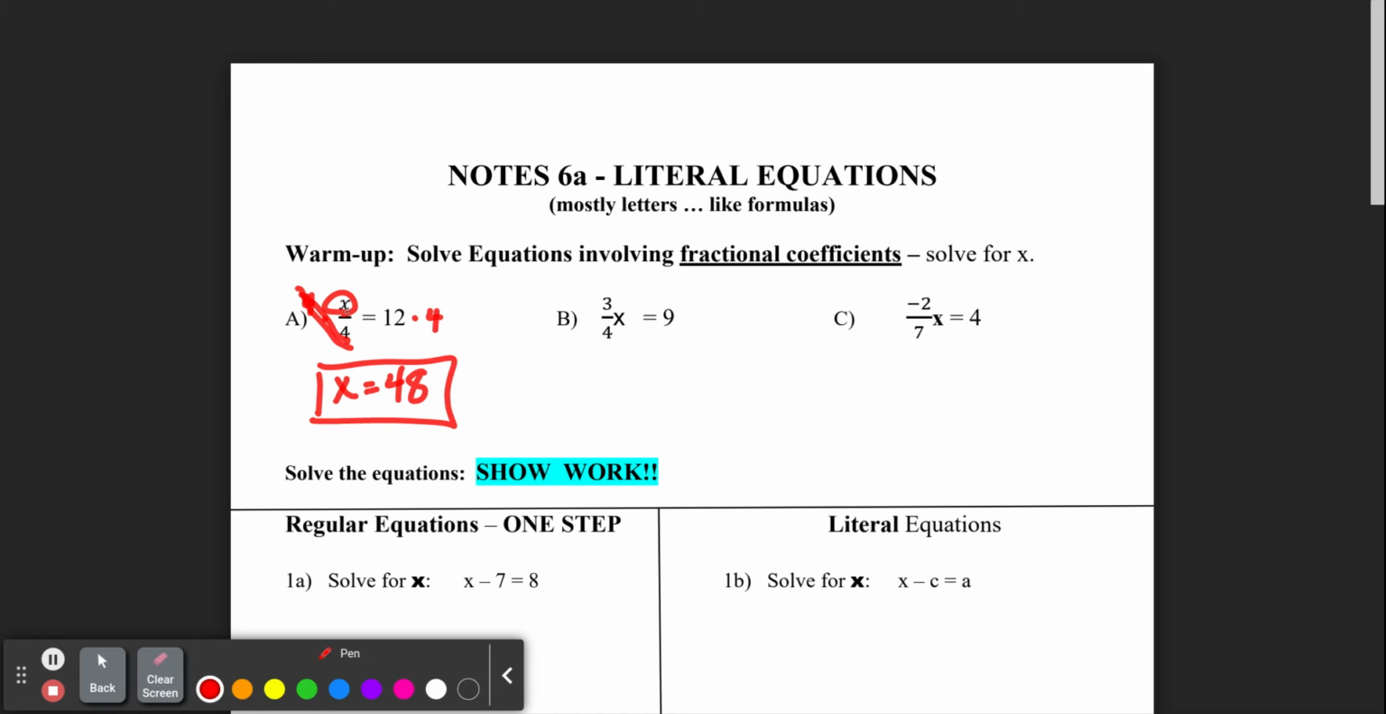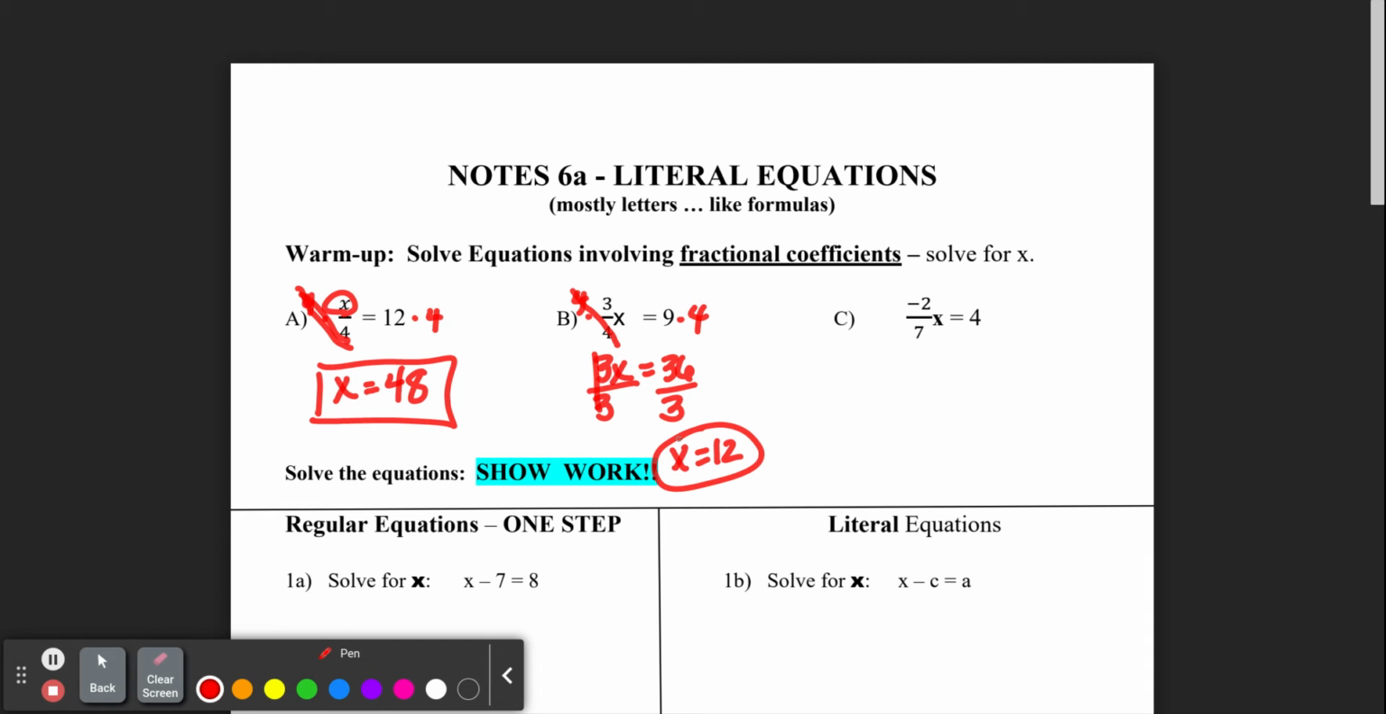Letter B, there's a couple ways that you can get rid of a fraction. One way is you can multiply by the reciprocal, and the reciprocal means the flip of the fraction. So you could multiply both sides by 4/3. I like to get rid of the denominator by multiplying by 4. Whatever you do to one side, you do to the other. So that will give you 3x equals 36, and then divide both sides by 3. So 36 divided by 3 is 12.